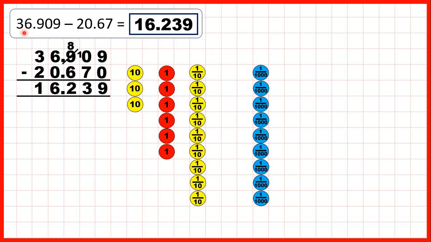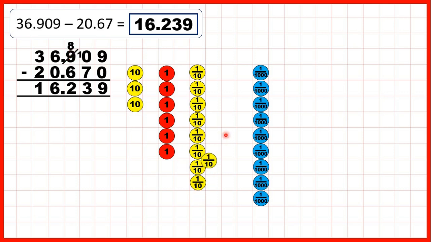Then we started with 36.909. So that's 3 tens, 6 ones, 9 tenths, no hundredths and 9 thousandths. We didn't need to subtract any thousandths, so the 9 thousandths remained in our answer. We did need to subtract 7 hundredths, but to do that, because we didn't start with any hundredths, we had to exchange one of our tenths for 10 hundredths.